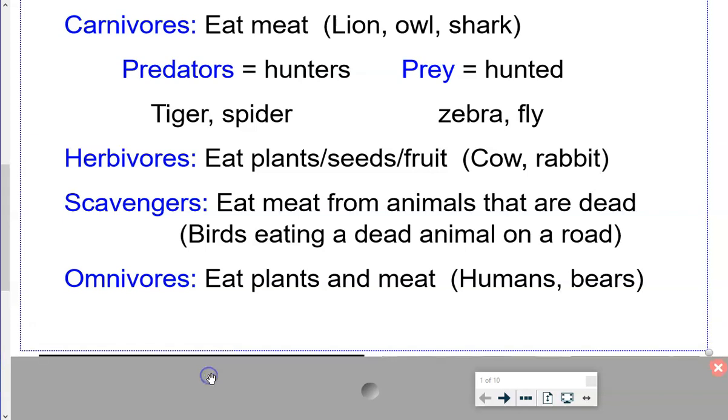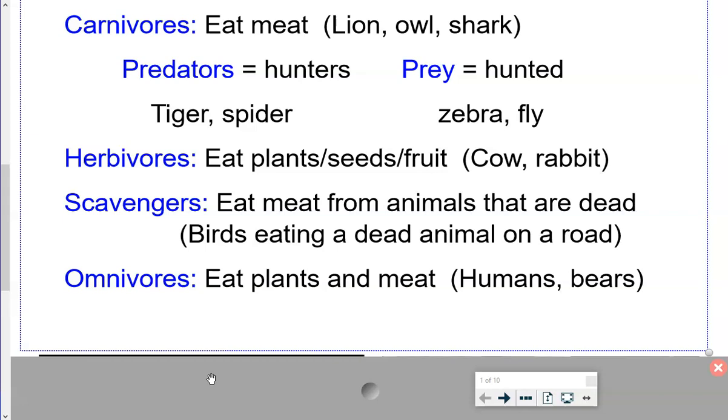And then the last one we have is omnivore. And omnivores eat a mixed bag of things. They eat plants and meat. So humans are omnivores, bears are omnivores. Lots of creatures are omnivores.